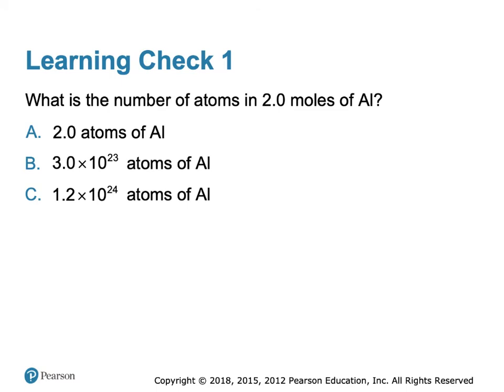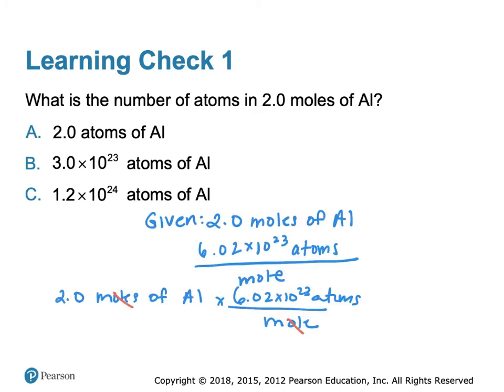All right, so pause your video and answer the following question. All right, so I wrote down what is given. I wrote down my conversion factor. I can see moles cancel, and the final answer should be C, 1.2 times 10 to the 24 atoms of aluminum. So it's 2 times 6.02 times 10 to the 23.